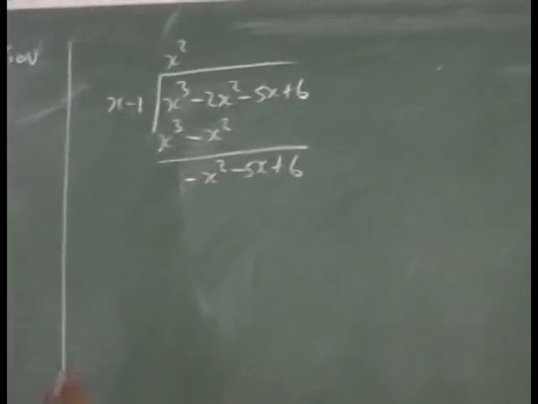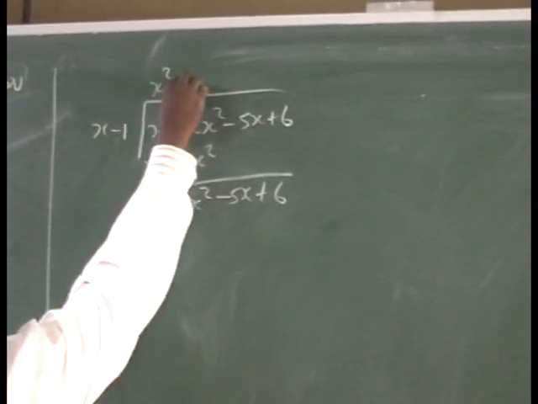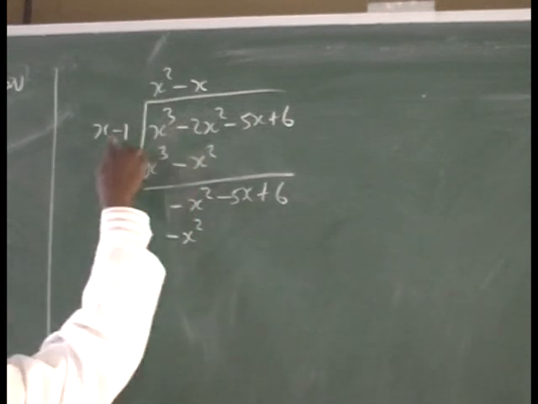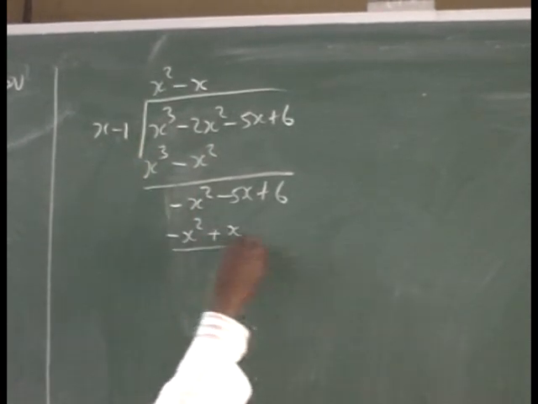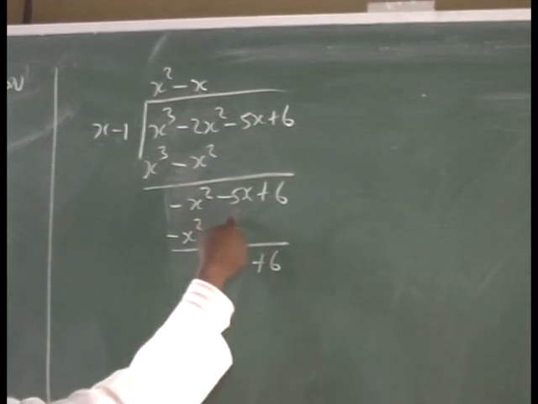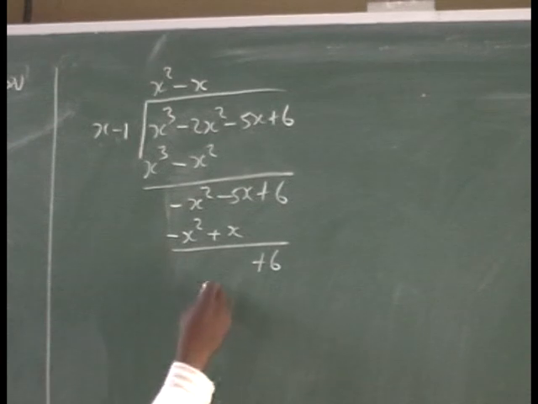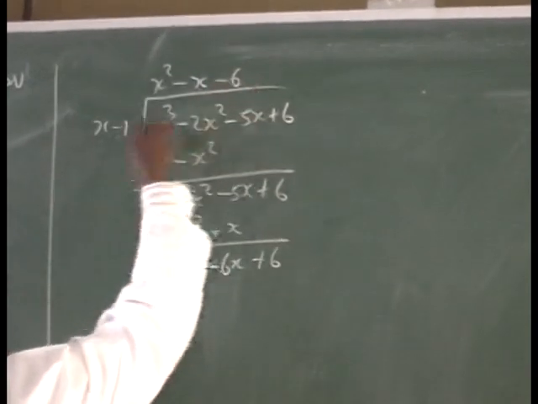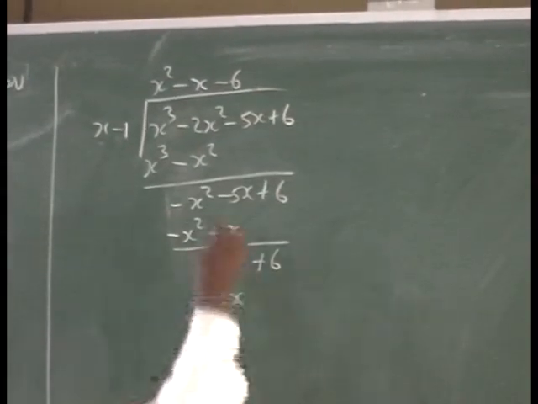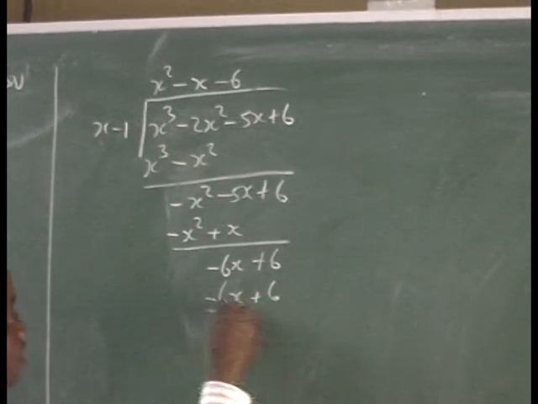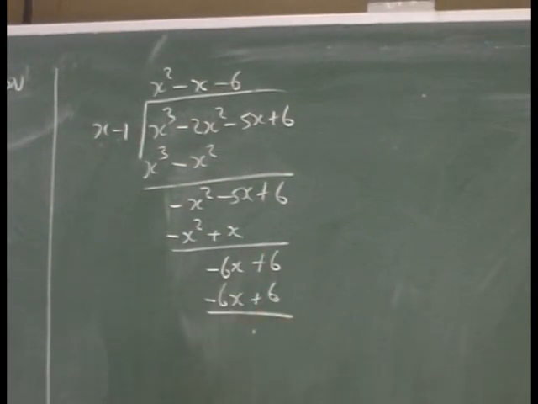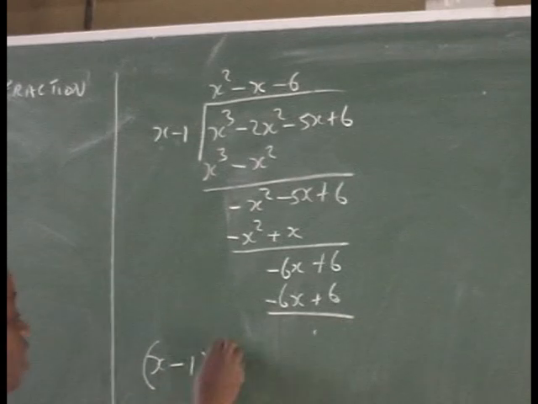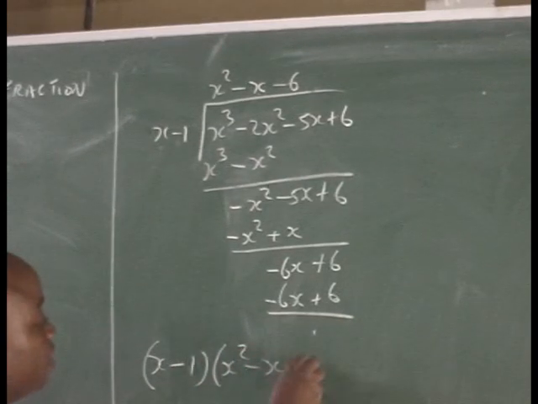Okay. Now, I'm going to divide this again. So now minus x. Minus x times x will give me minus x squared. Minus x times minus 1 will give me plus x. So we have plus 6. Now minus 5 minus x will give me minus 6x. Okay, so we now have minus 6. Minus 6 times this will give me minus 6x. Minus 6 times minus 1 will give me plus 6. So if I subtract, everything is 0. So I now have x minus 1 as a factor. I also have x squared minus x minus 6.